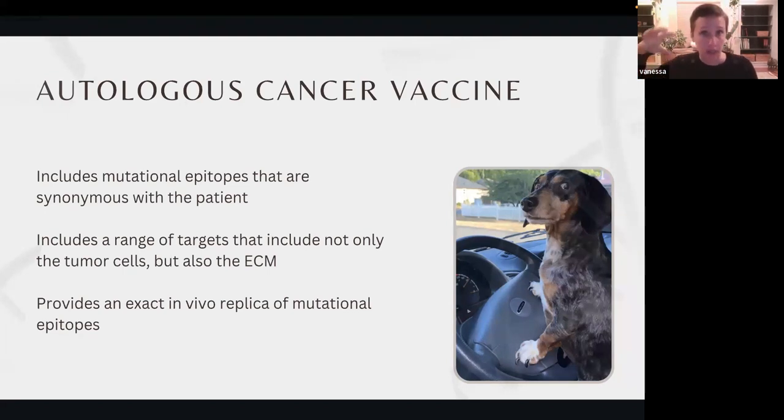You want your antibodies to be able to bind to that so that it calls the immune system over to start attacking that cell. Autologous cancer vaccines also include a range of targets, not only the tumor cells, but the extracellular matrix. The extracellular matrix is the capsule or the force field around the tumor, so you want to be able to attack that too.